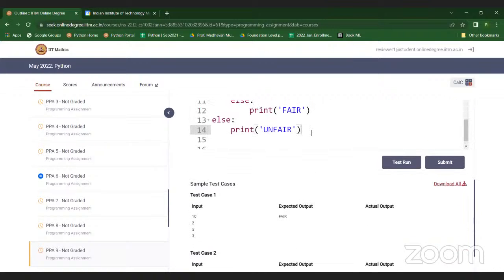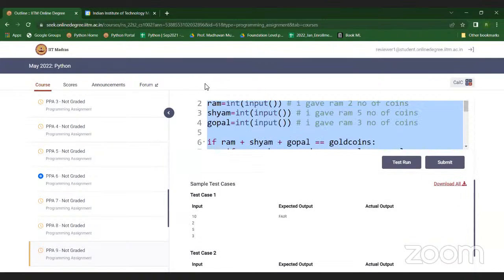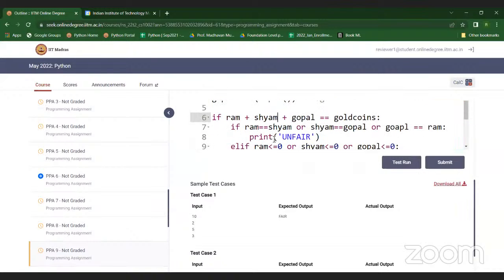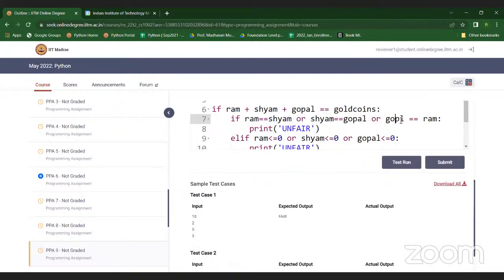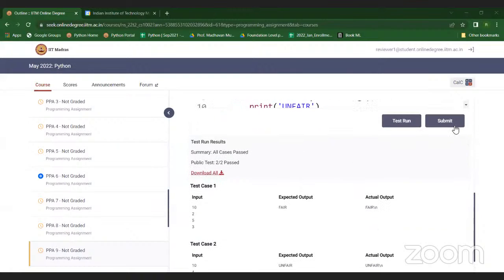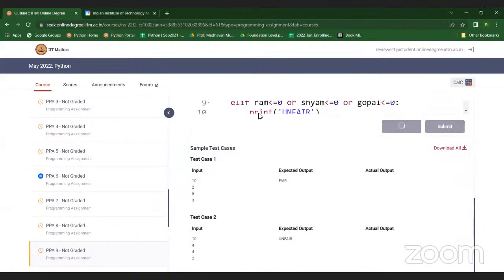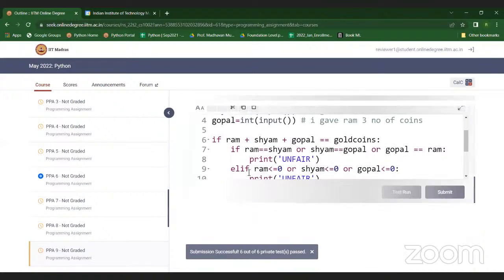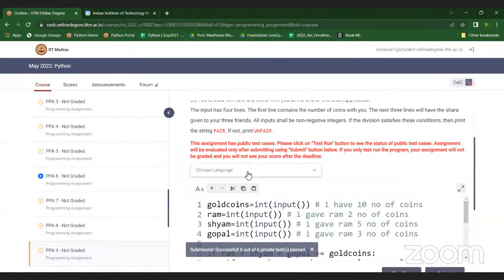So spelling of Gopal is wrong in the second one. Okay. Seventh line. Third one. Okay. Thanks. Okay, yeah, we are able to pass all test cases. Thank you, sir.